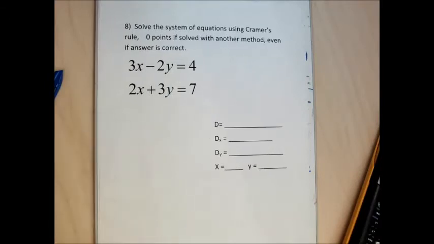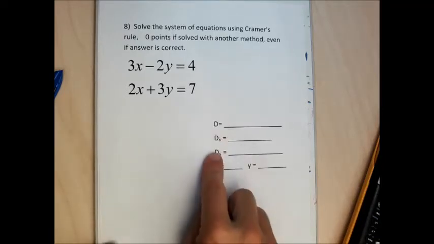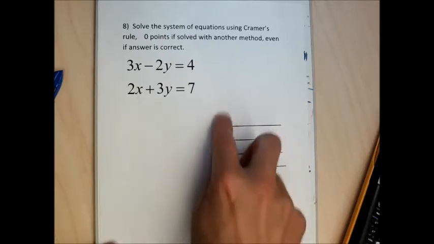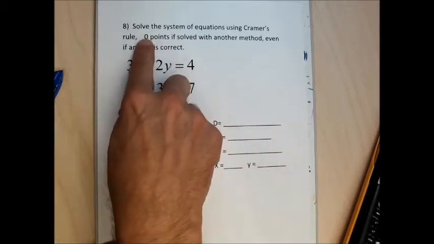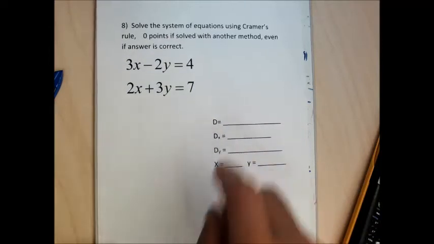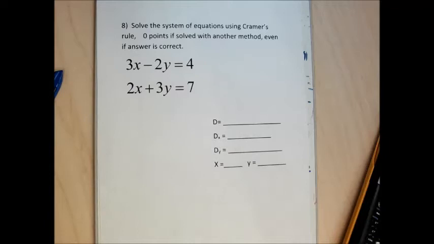Problem 8 wants me to use Cramer's rule, and the problem on the test I think is worth 10 points. To do Cramer's rule, you have to find 3 determinants and 2 answers. On the test, if you get the answers and don't use Cramer's rule, you're going to get 0 points. And if you don't calculate each one of these determinants and you use Cramer's rule, you wouldn't have done it right, you won't get any credit.